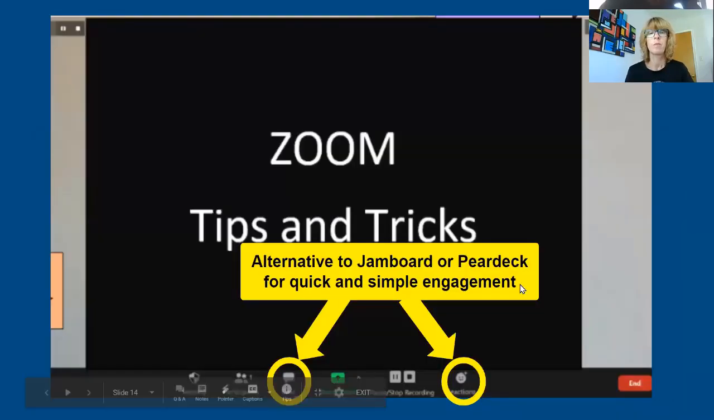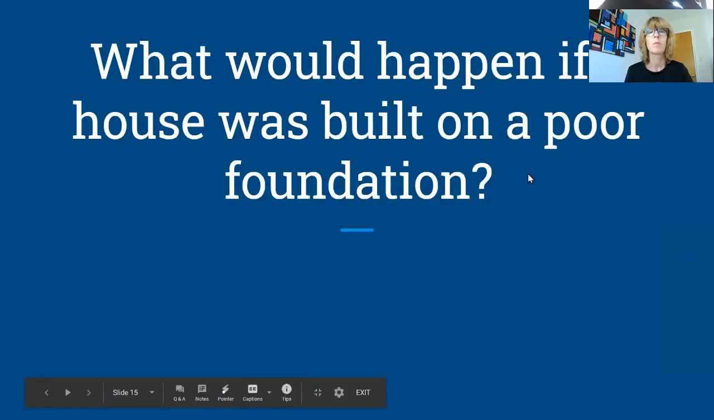We are going to use some alternatives to Jamboard or Pear Deck today for just quick and simple engagement. We're going to use some Zoom features that are simple and basic, but can definitely be employed in the classroom. We'll use the chat feature and these reaction features as well. If you click the reaction feature, it'll pull up either the option for a clap or a thumbs up, and I'll tell you which one to use to represent different ideas.